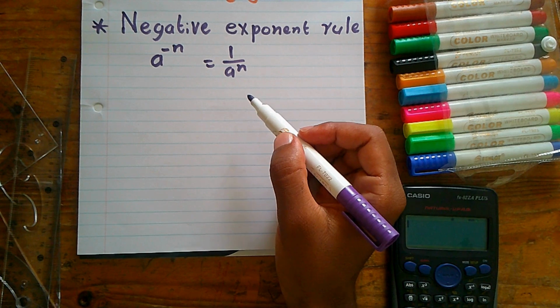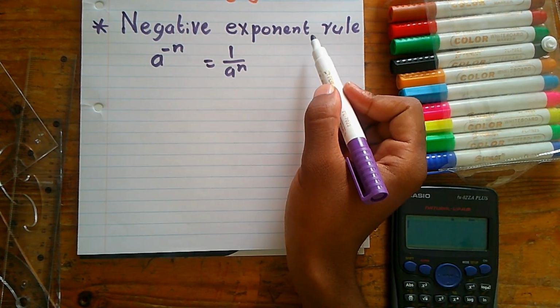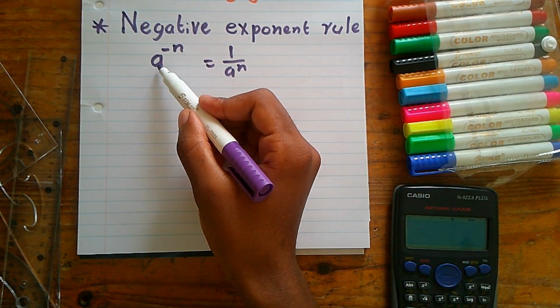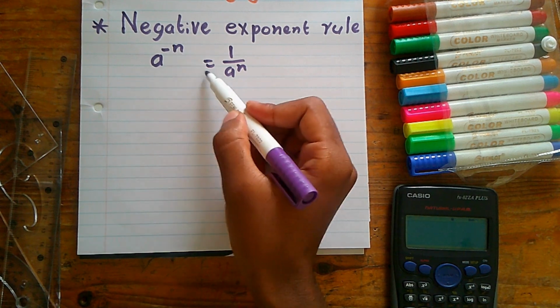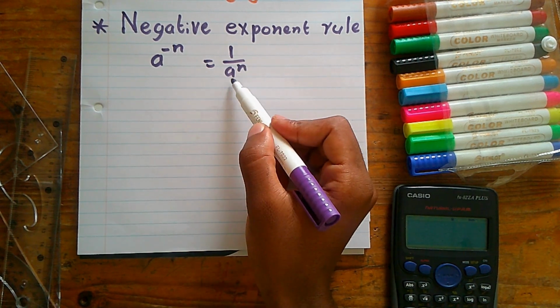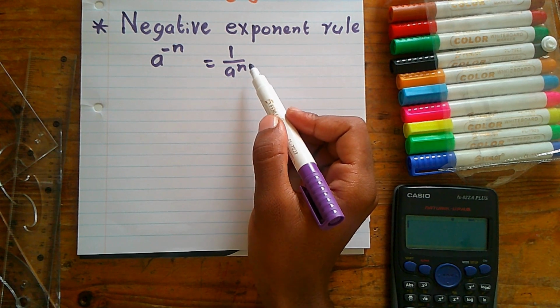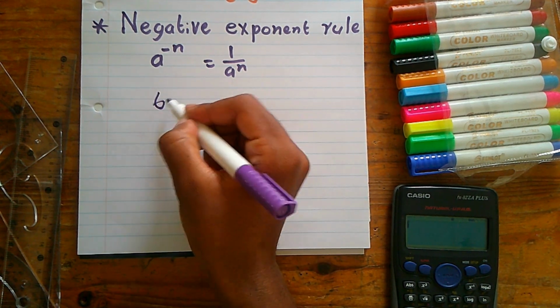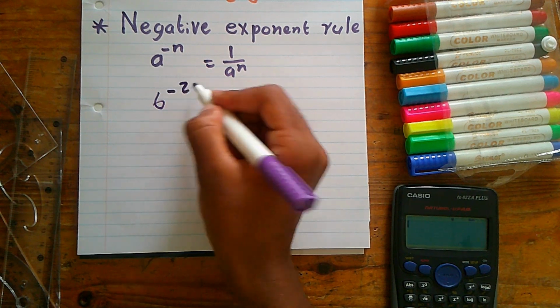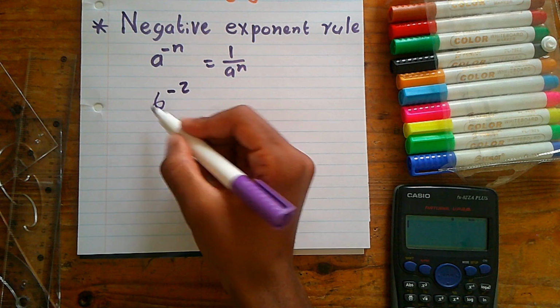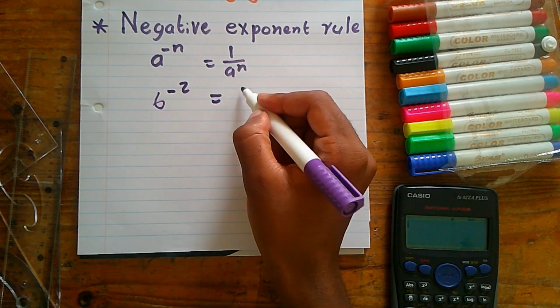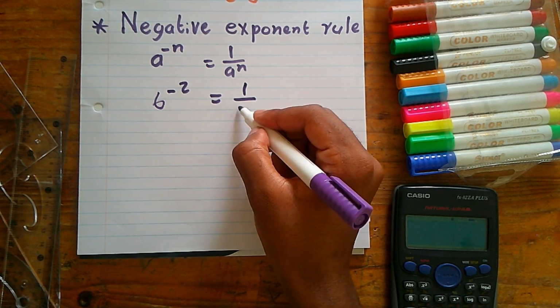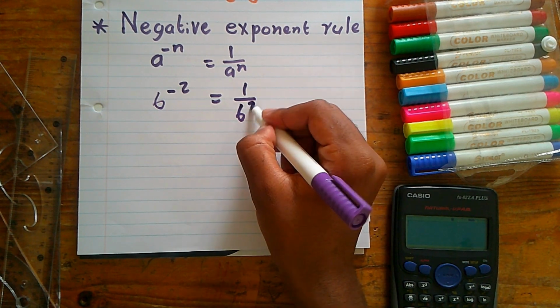we have a math error. Lastly, we have the negative exponent rule, which states that a to the power of negative n is equal to 1 over a to the power of n. Let's say we have, for an example, 6 to the power of negative 2. We can rewrite this term as 1 over 6 to the power of 2.